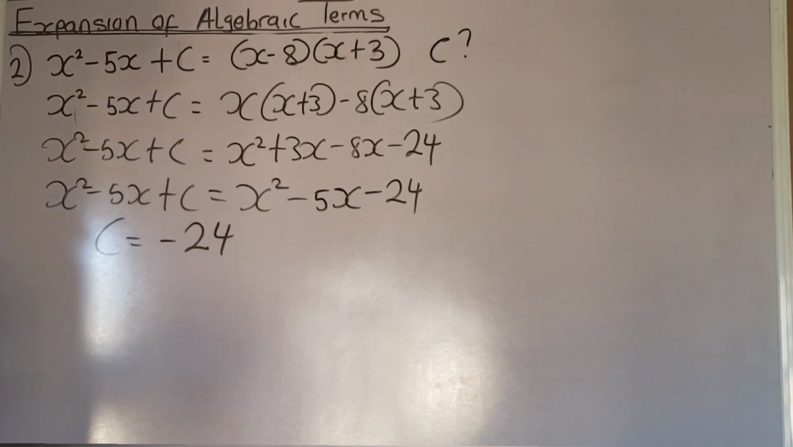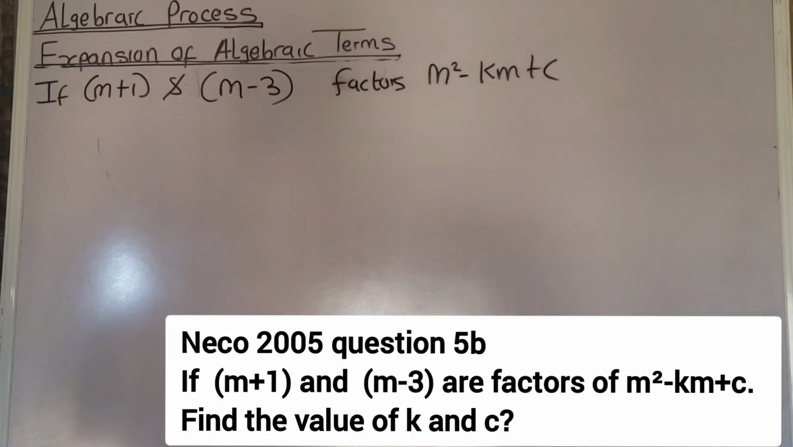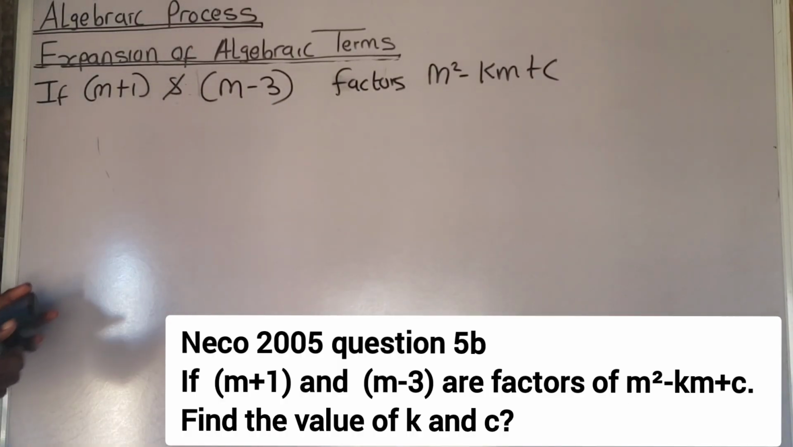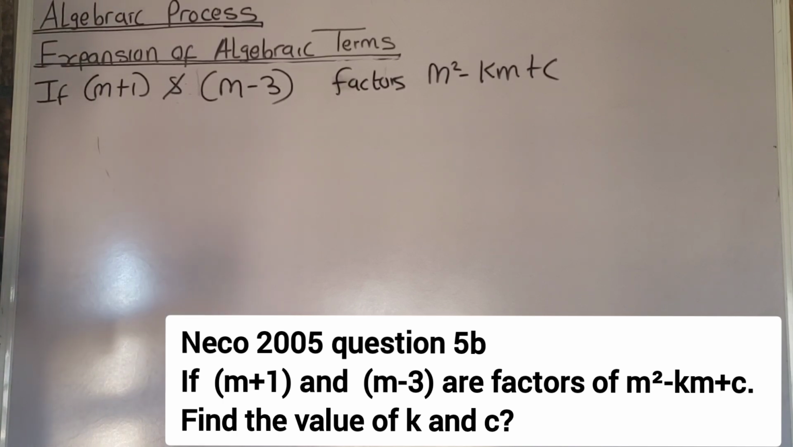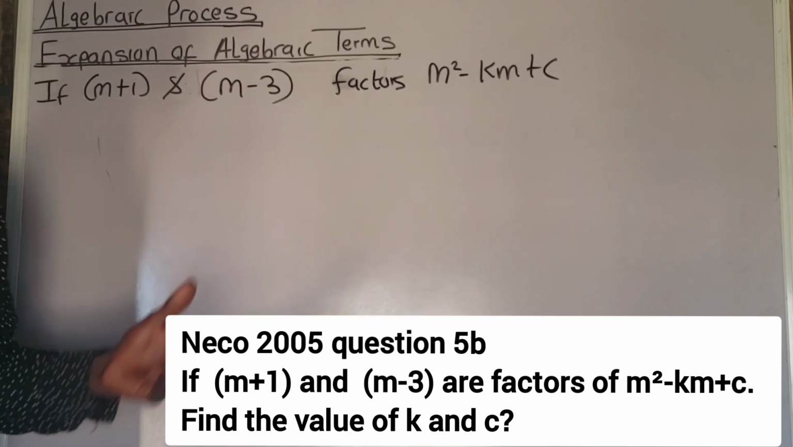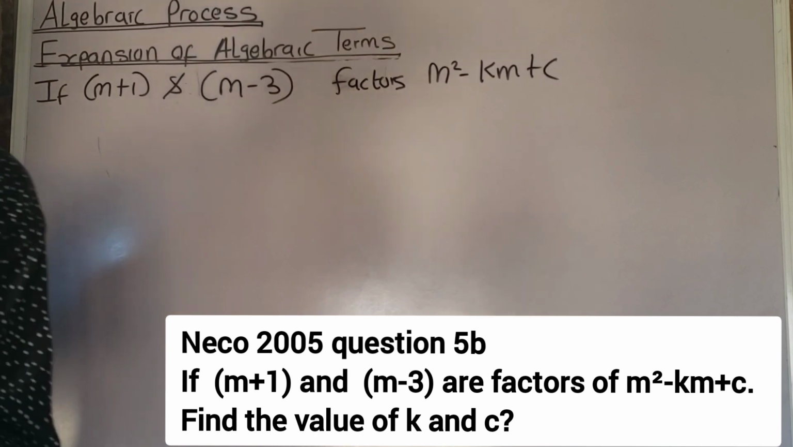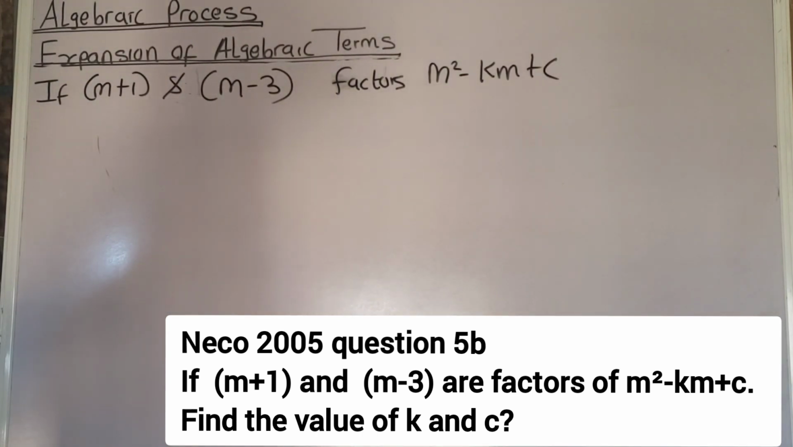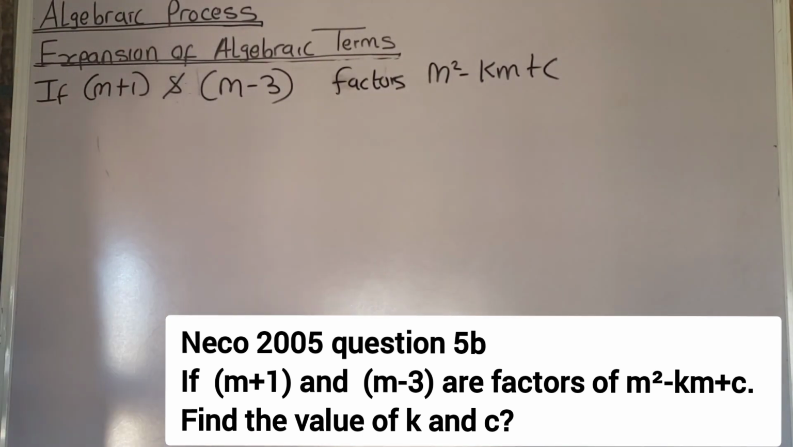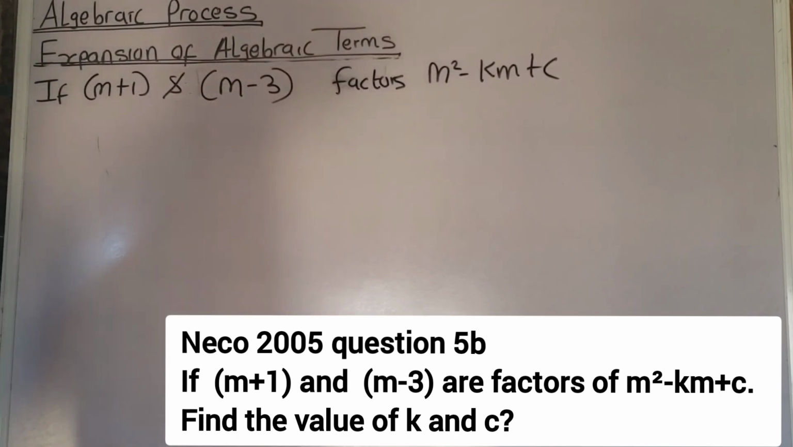Okay, let's have the third question. If m plus 1 and m minus 3 are factors of m squared minus km plus c, we are asked to find the value of k and c. You see, before we find the value of k and c, we must first learn how to interpret the question. If they say that maybe two numbers are the factors of another number, for example, let's take for instance 6, 3 and 2 are factors of 6. You understand? So now, if 3 and 2 are factors of 6, if we take the product of 3 and 2, we must arrive at 6.